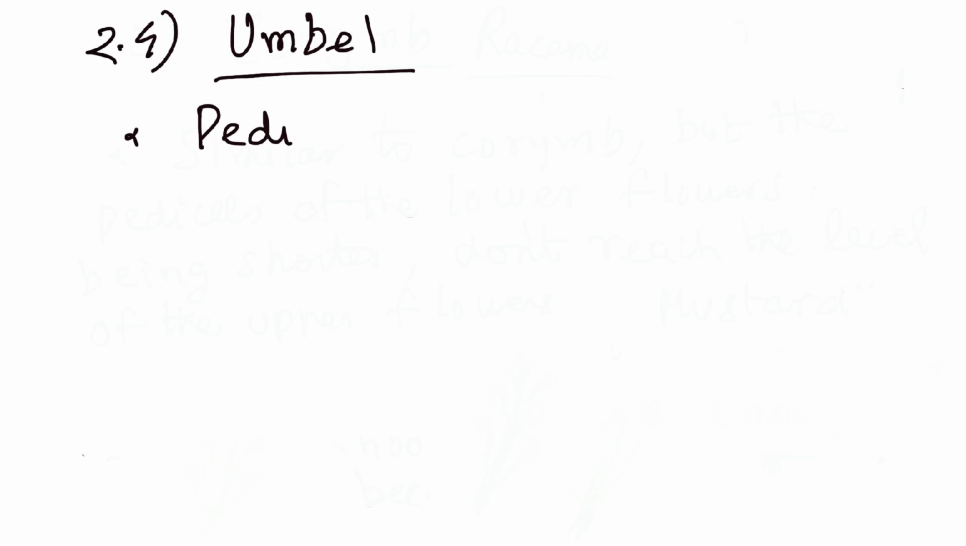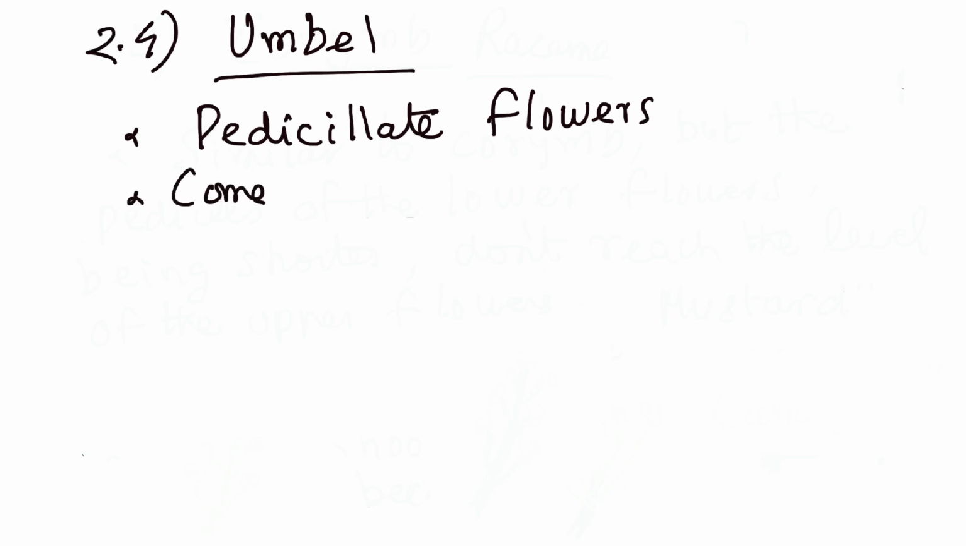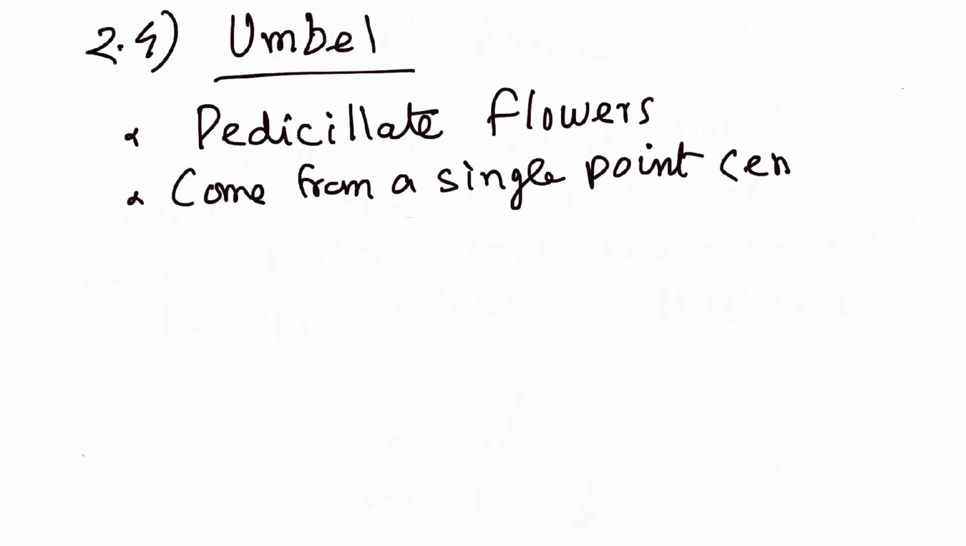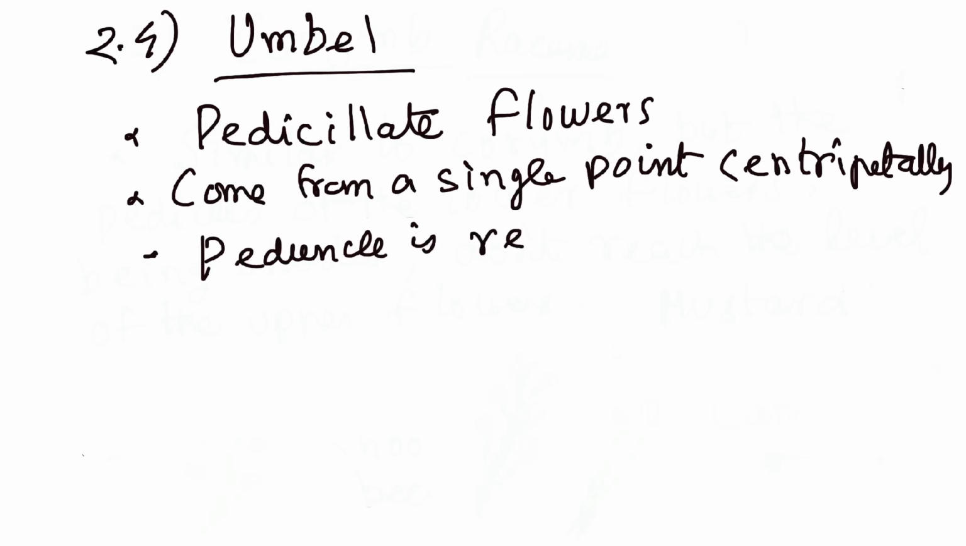Going on to the fourth important subdivision of this type of inflorescence, we have the Umbel. It's a pedicellate case. Once again, it's pedicellate, which means that the flowers have individual pedicels, and the flowers are raised from a single point in a centripetal fashion. So that's very important. So here note the point that the flower arrangement is not acropetal but is centripetal. Centripetal in the sense that you have the older flowers at the periphery and the younger flowers at the center.